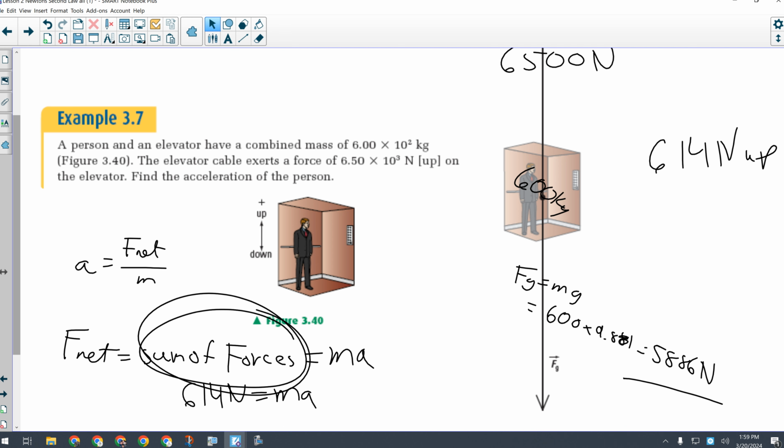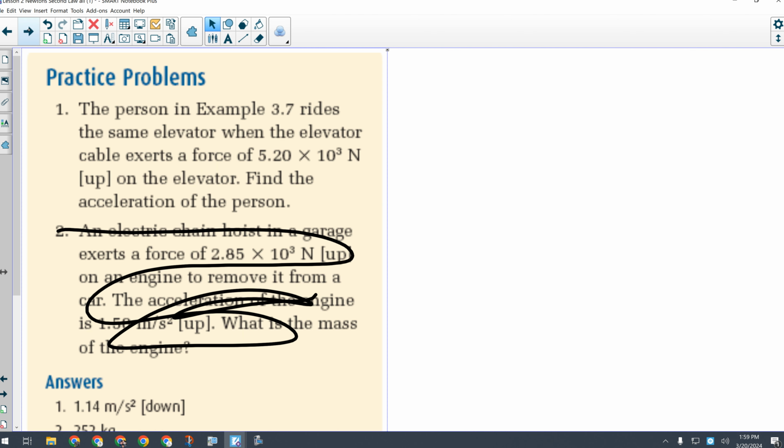All right, with that reviewed, I want you to try question number 1. It's the same elevator, so the elevator's mass is still 600 kilograms, but the situation has now changed. I want you to calculate the acceleration of the elevator now. We treat this one just like the last one. It's still an elevator question, and it's still a Newton's second law problem.